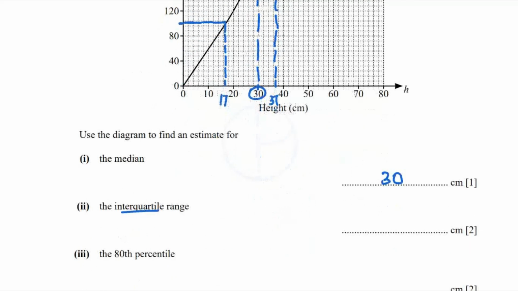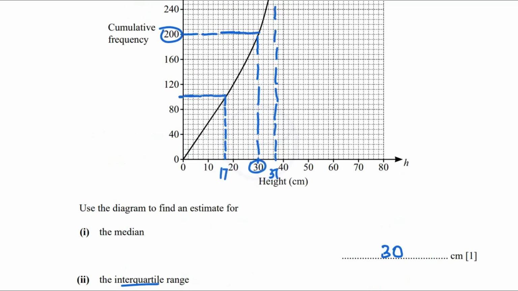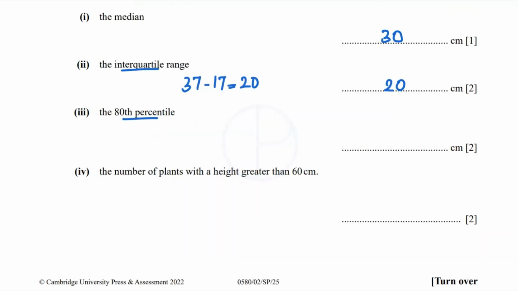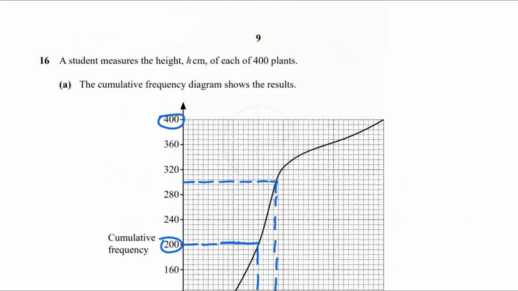$37. So 37 minus 17 is 20. So the interquartile range is 20. Then the 80th percentile. The 80th percentile is 80 over 100 times 400. 8 times 4 is 320. So corresponding to 320.